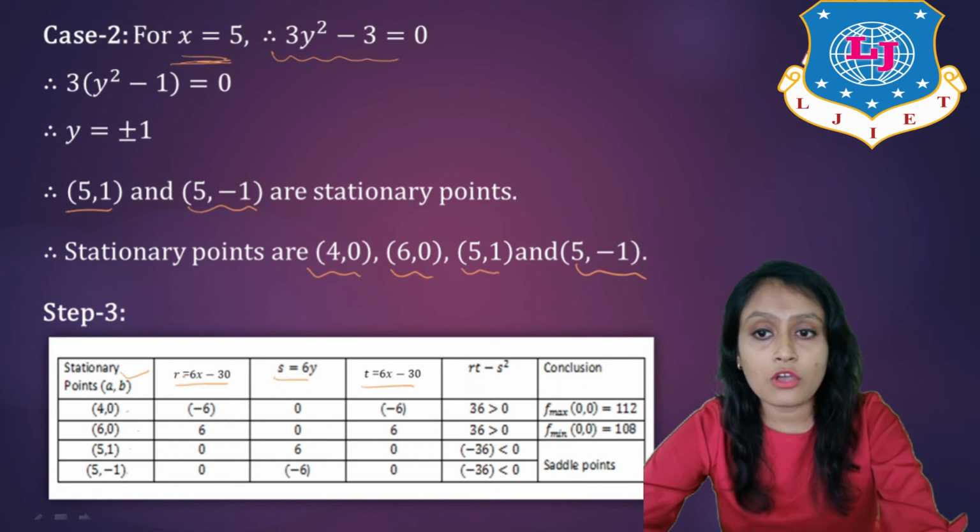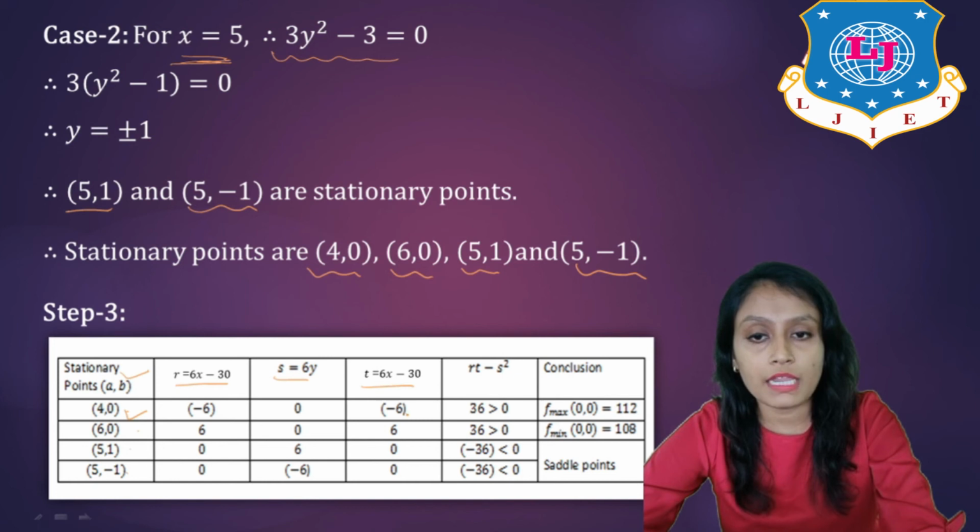Now in place of x you have to write 4. So we are solving for (4, 0). In place of x write down 4, so you will get 24 minus 30, that is minus 6. Now in place of y write down 0, so you will get 0. Again in place of x 4, so you will get minus 6.